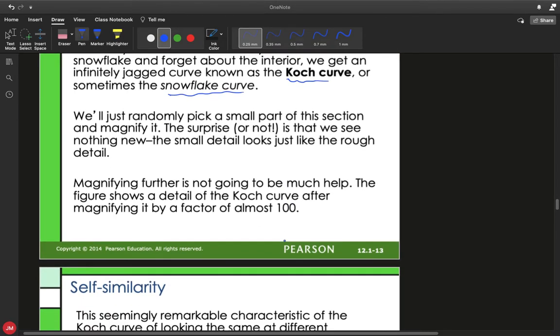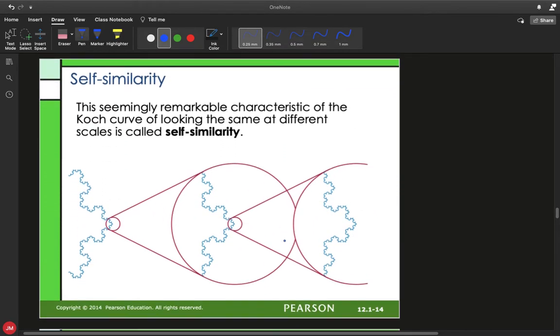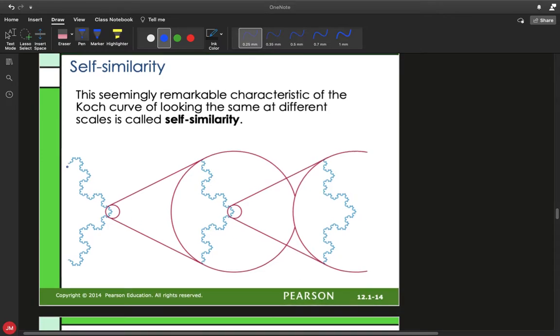In fact, on this next slide, you'll be able to see that in practice. So if you have your original Koch curve right here on the left, if you zoom in on this piece right here, you get this picture, which you can see looks the exact same as what it did over here, just zoomed in.